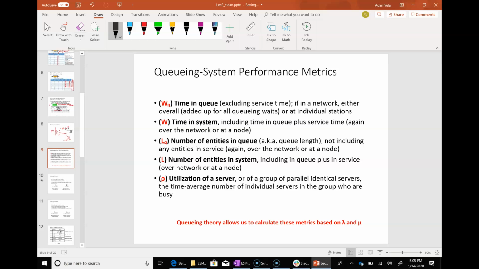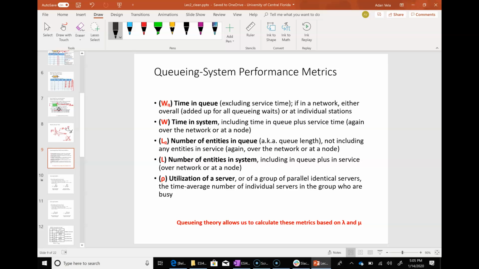Okay. So again, more formally, it's worth talking about the metrics that we're going to care about here. And typically, we use the following notation: WQ, W, LQ, L, and rho. Okay, so these are sort of the fundamental metrics that we're going to use. WQ is how long people wait in line. W is how long they wait in the system. Okay, so that includes the time waiting in line and the time being processed by the server.